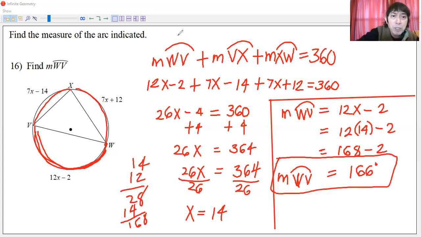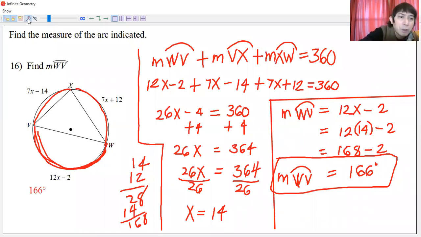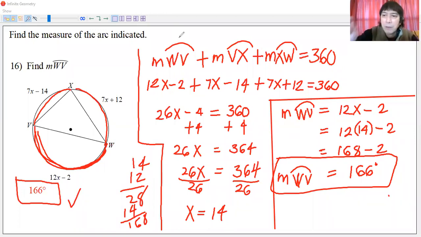Let's check and verify the answer. Look at the diagram below the circle. Yes, it's 166 over here. That looks correct. Next number is 17. Let's continue with the next number.